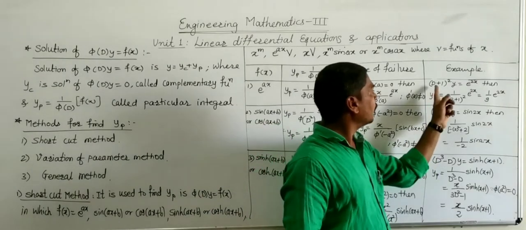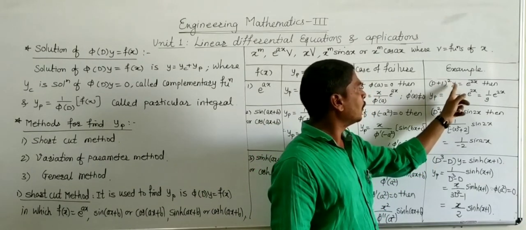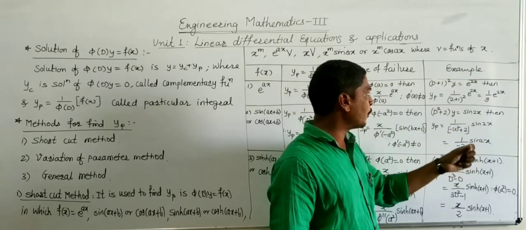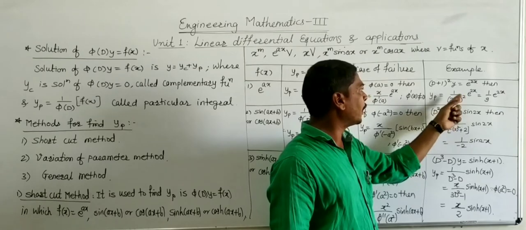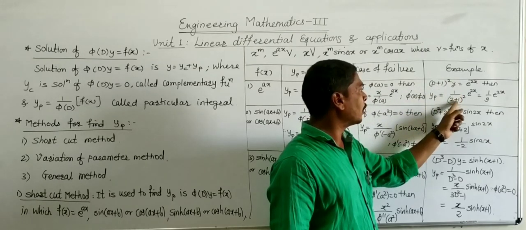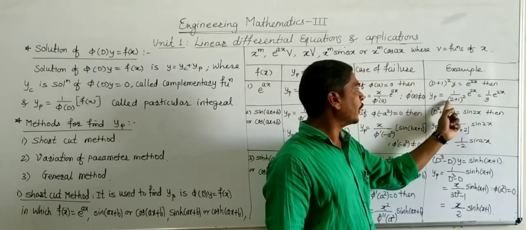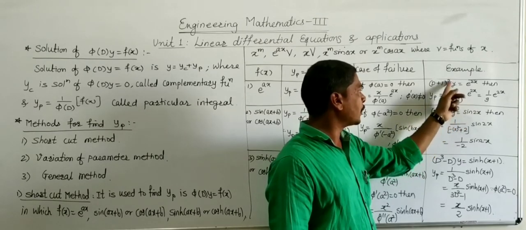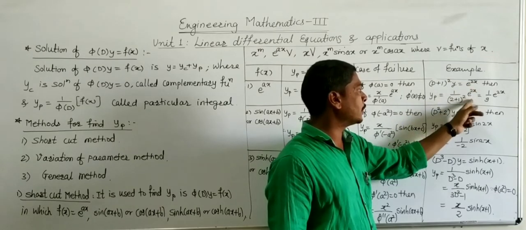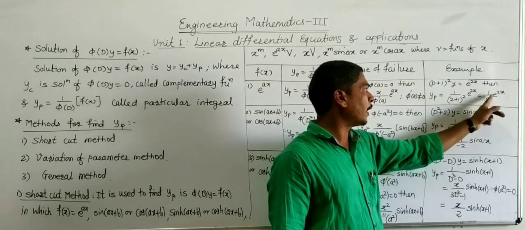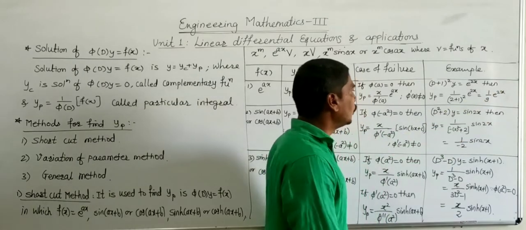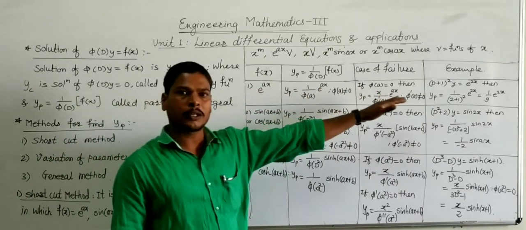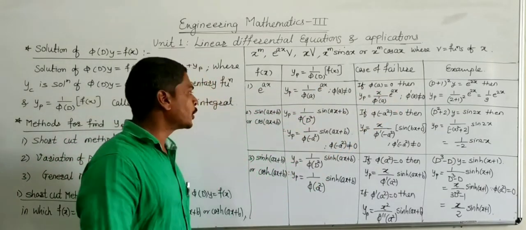A particular example is (D + 1) square into y is equal to e raised to 2x. This is a linear differential equation with constant coefficient. Then the particular integral yp becomes 1 upon (D + 1) square, and now replace D by 2. We get 2 plus 1, which is non-zero. So we get 1 upon (2 + 1) square as it is into this exponential function as it is. Finally 3 square becomes 9, so we get 1 upon 9 e raised to 2x. In that way we can apply the first case of the shortcut method if f(x) is an exponential function.